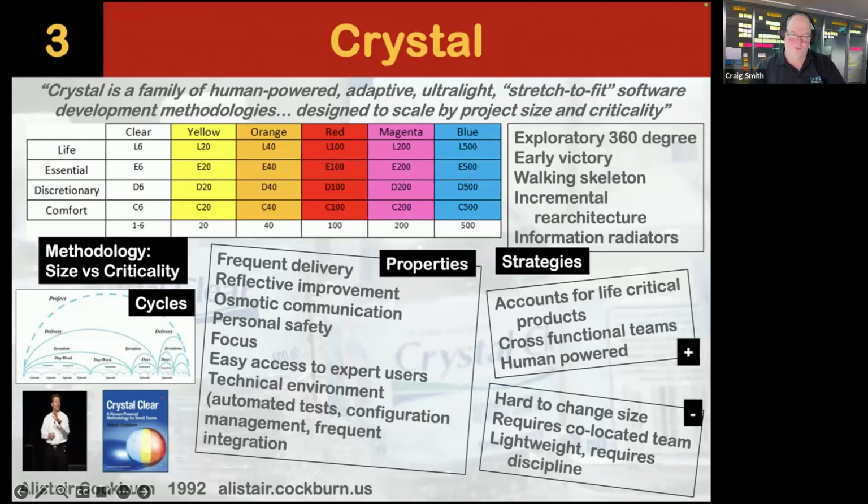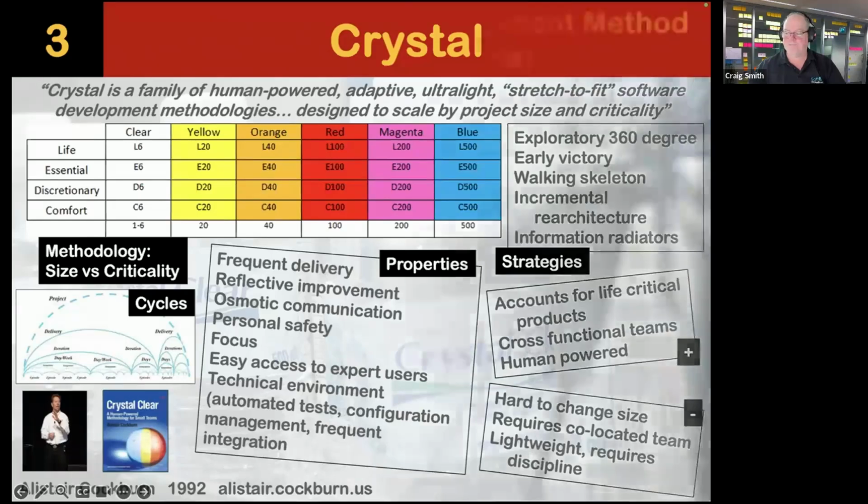Whilst the book was written on Crystal Clear, it was actually meant to be a whole bunch of different processes, a whole bunch of different colors, yellow, orange, red, magenta, and blue, and all sorts of different levels as well. Again, whilst it's not in its own right a method that sticks around, a lot of the things that we do can be learned from here, and it's still a worthwhile thing to go and take a look at.